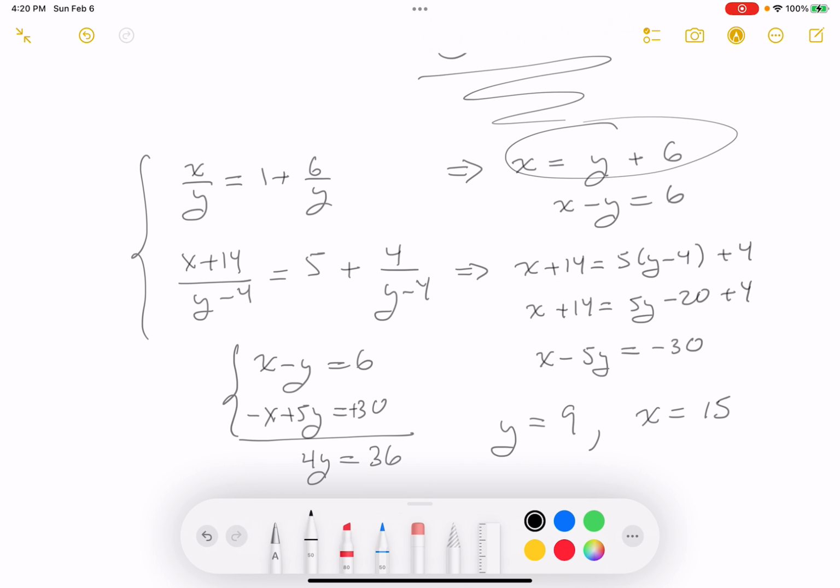I strongly recommend that you look at my answer key. And if you think something's amiss, let me know. So the two numbers are 15 and 9. And that was our question: find the numbers. The two numbers are 15 and 9. Clearly 15 is the greater number. Thank you.